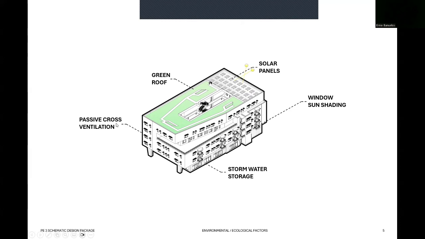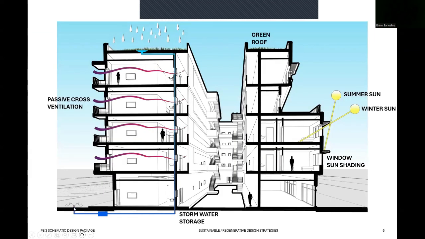We also have passive cross ventilation. I have windows on both sides of units, allowing you to have that natural ventilation. There's a green roof, and there are also solar panels on the roof, and also the water that is collected in the green roof is stored in a tank and then used to irrigate our green spaces.